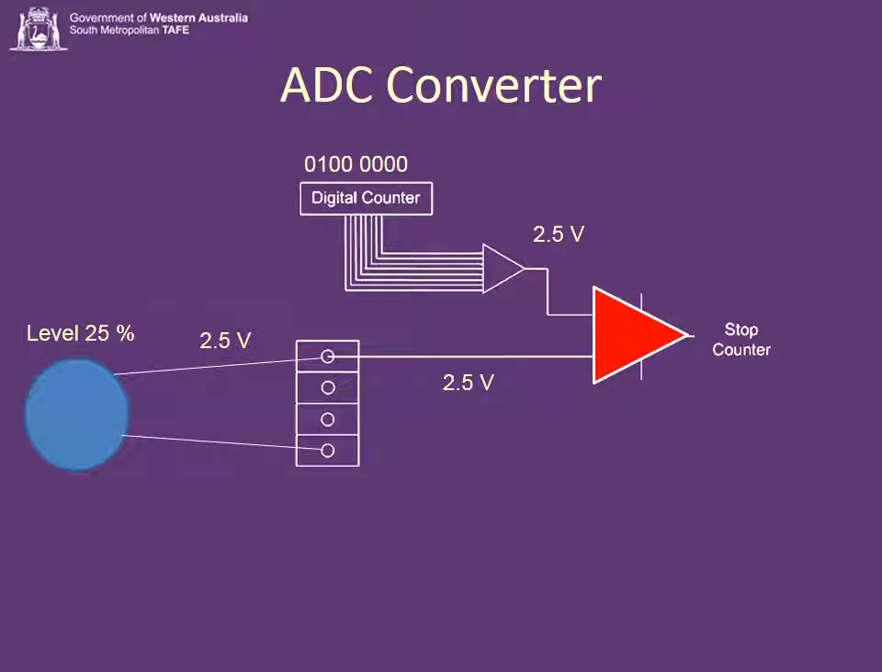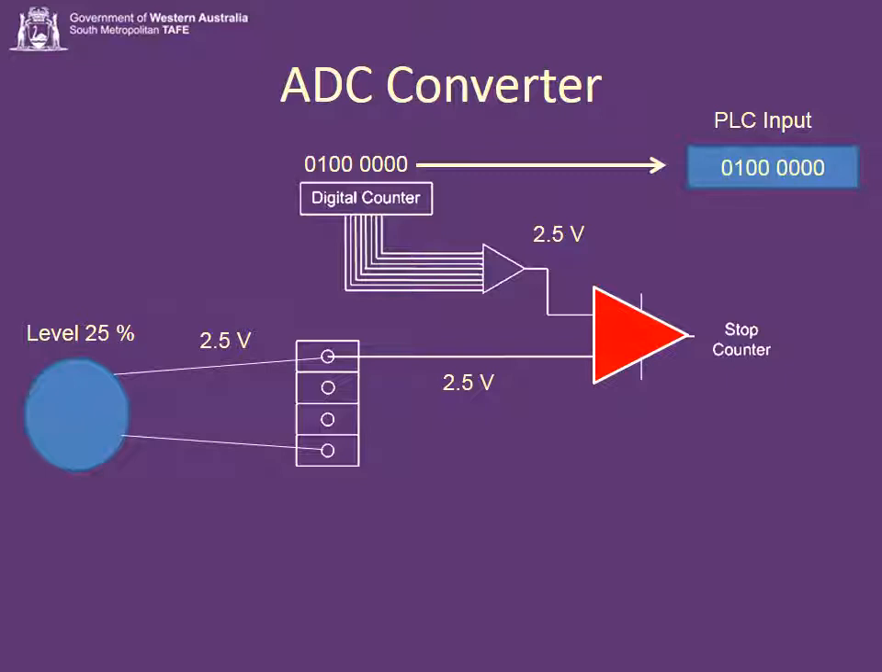The DAC is now outputting 2.5 volts. The level sensor is outputting 2.5 volts. And the comparator lights up to say, that's it, you've got it, stop the counter. Whatever you've got there in the counter is the digital equivalent of 2.5 volts, because a DAC produced 2.5 volts when you gave it that value. So that's how an ADC converter converts.